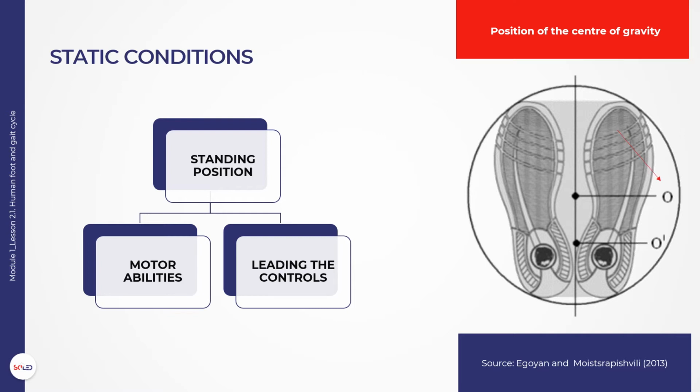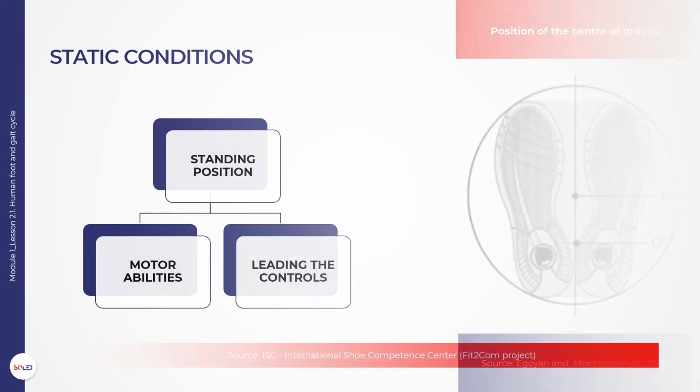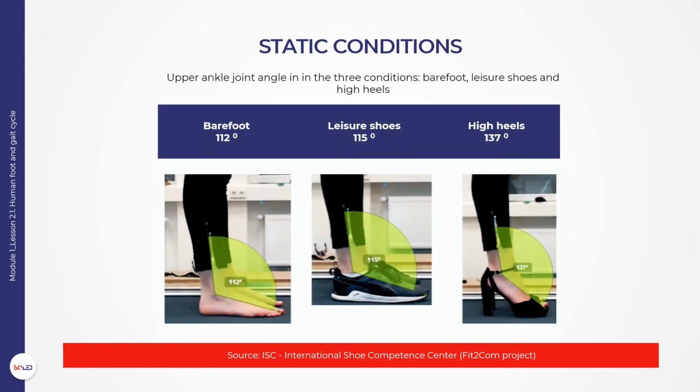As shown in the figure, the projection of the center of gravity of the body is located at point O, placed between the two plantar surfaces and slightly moved to the right of the axis of symmetry. In a standing position, the body mass is equally distributed over both lower limbs.